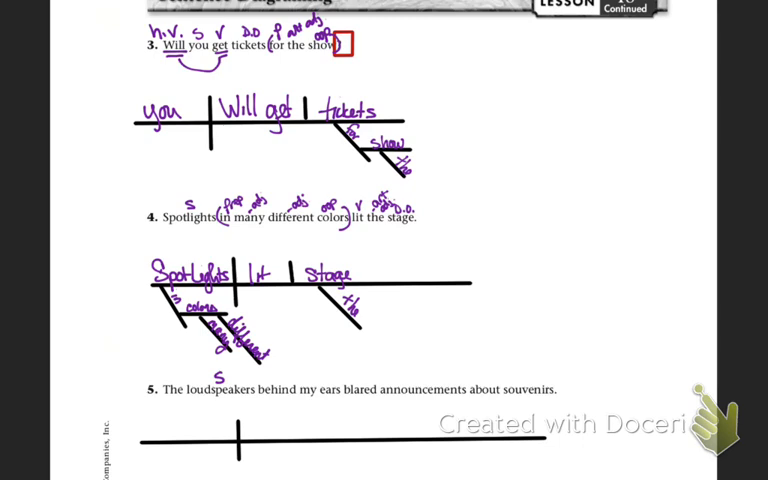Loudspeakers. What about them? Blared. What did they blare? Announcements, direct object. Okay. Which loudspeakers? The, article adjective, right? Now we have behind my ears. Very good. What's the object? Which ears? My, making that an adjective, right? Okay, what about souvenirs? It is a prepositional phrase without any modifiers, right? About is a preposition. Souvenirs is the object.